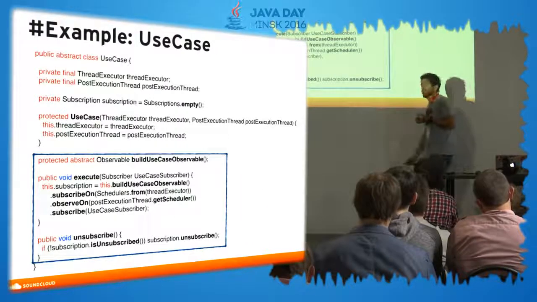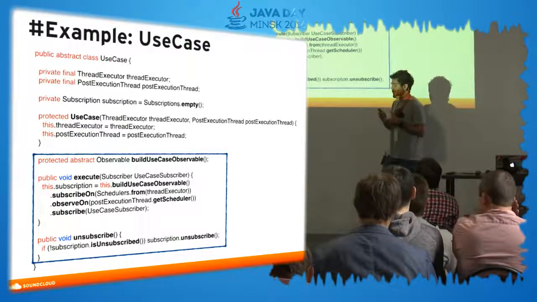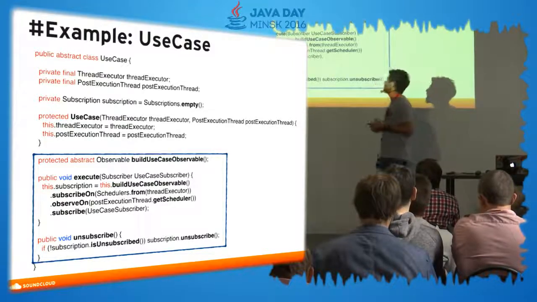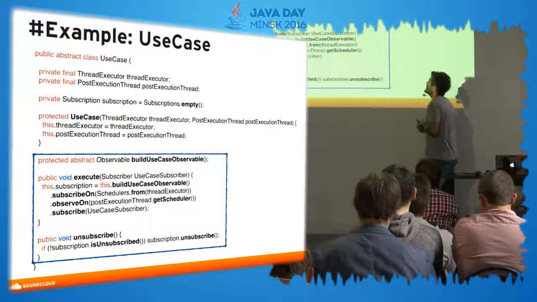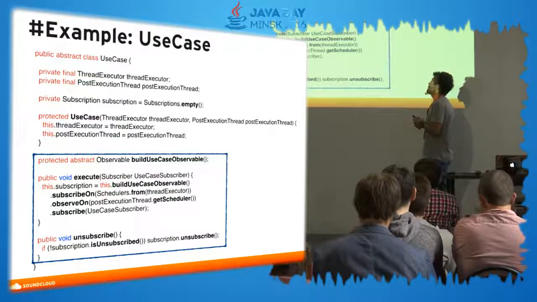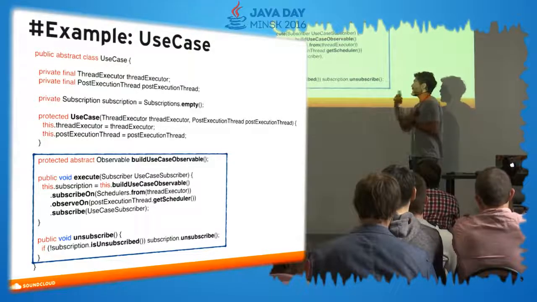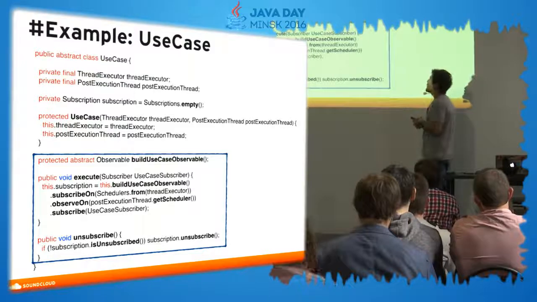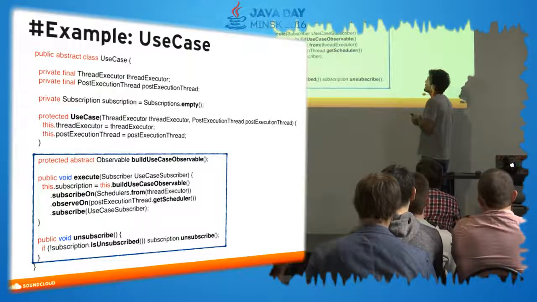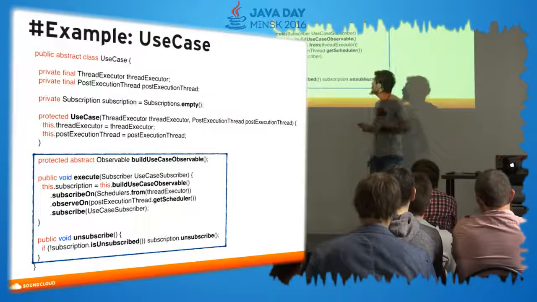So this is a use case. This is where I tell my use case to perform some kind of task. For instance, in this case, it is to get a bunch of users. So I created my abstract class, a use case, and I have an abstract method which is build use case observable, and some kind of execute. This is going to be called from the presenter. So whenever I execute my use case, I'm just saying, all right, just build the observable for that, just some kind of task you want to do.